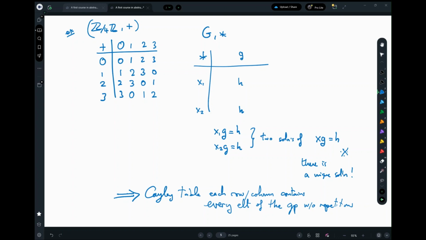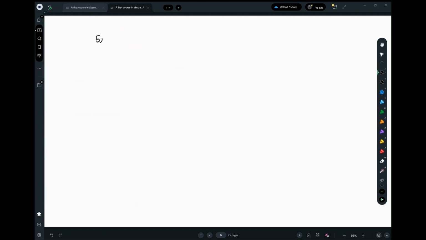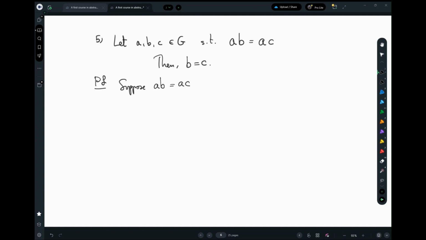Okay. The last property I wanted to talk about is cancellation laws. Let A, B, and C be elements of G such that AB = AC. Then B = C. So it turns out we can cancel out in a group. Why is that? Suppose that AB = AC. Because A is in G, there is an inverse element, and therefore I can multiply both sides by A inverse, and this side will be B while this side is C, and therefore I get what I wanted.